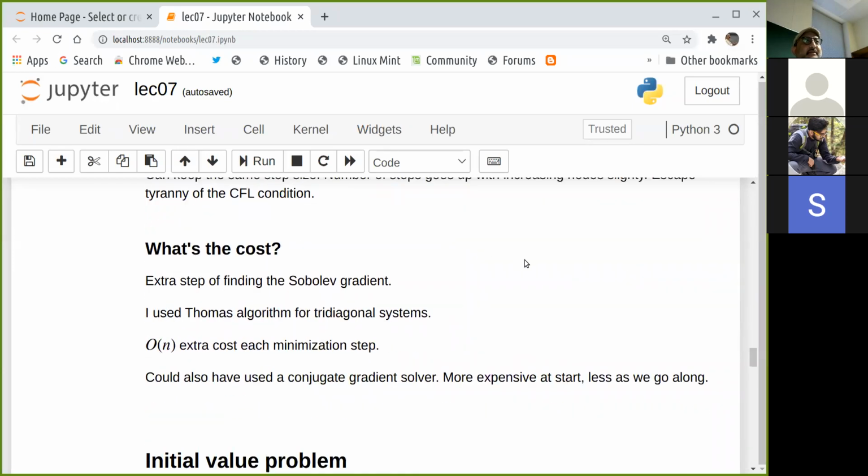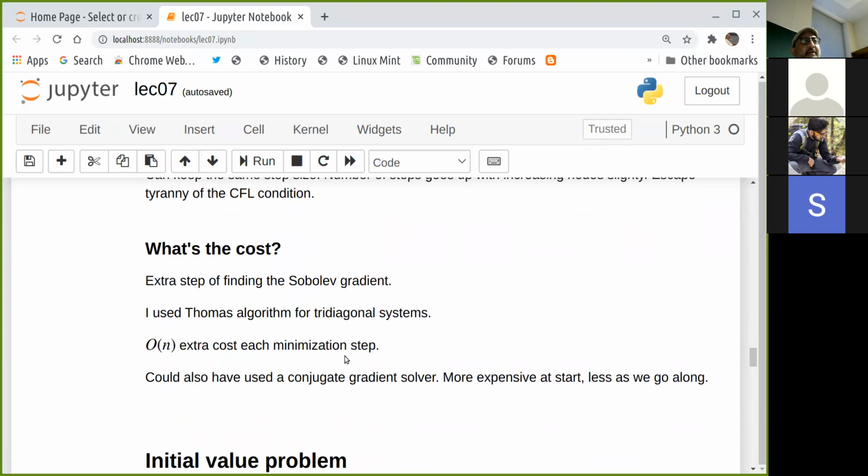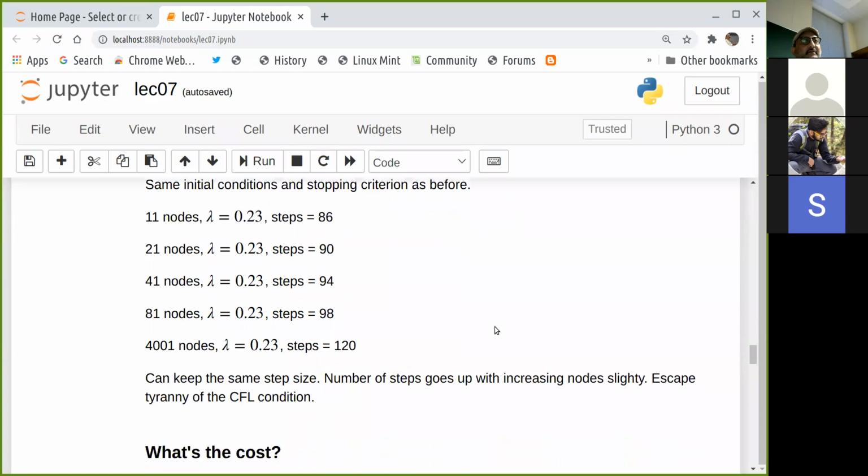So what's the cost? The cost here is finding the Sobolev gradient. So there's an order n cost at each step if I'm using a Thomas algorithm. But I have to do very few steps in comparison to doing this with the Euclidean gradient. It's almost the same number of steps no matter how fine you make your internodal spacing, whereas with the Euclidean gradient, the number of steps would be going to infinity.